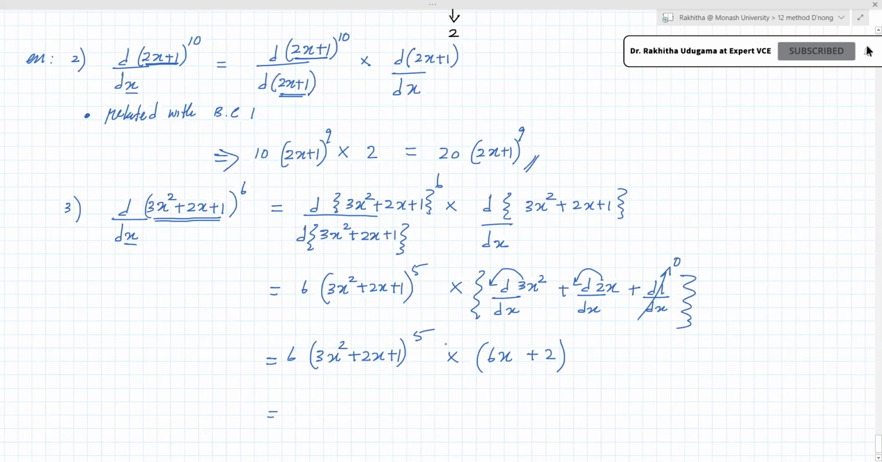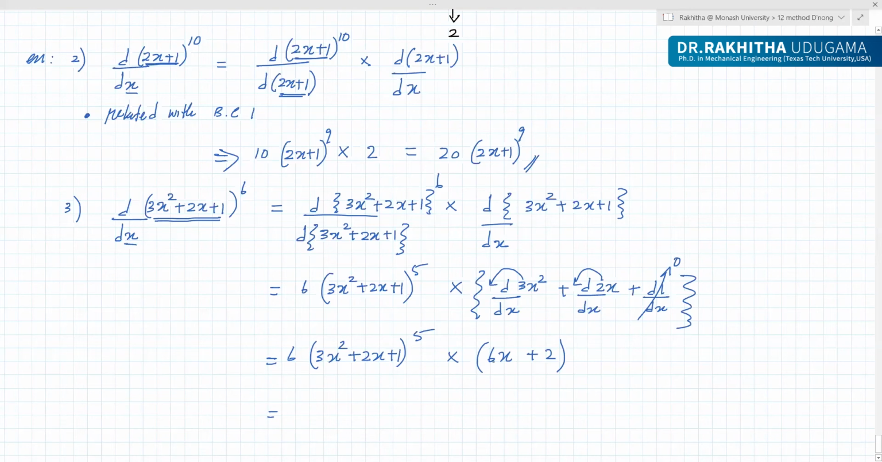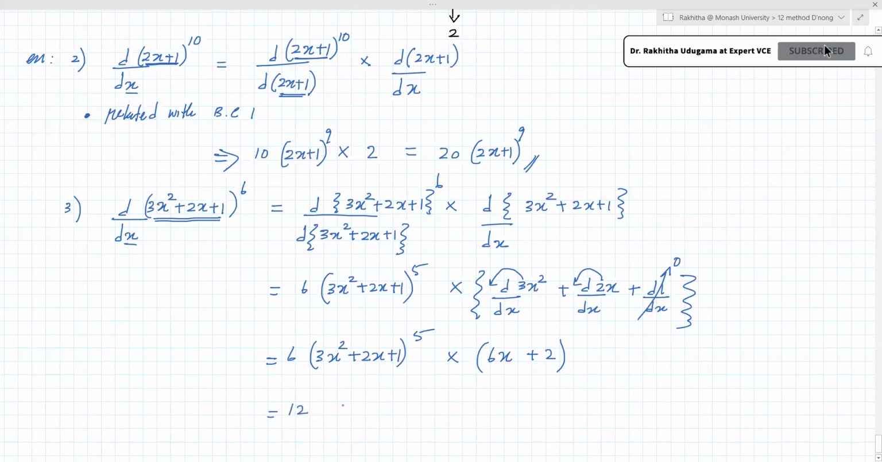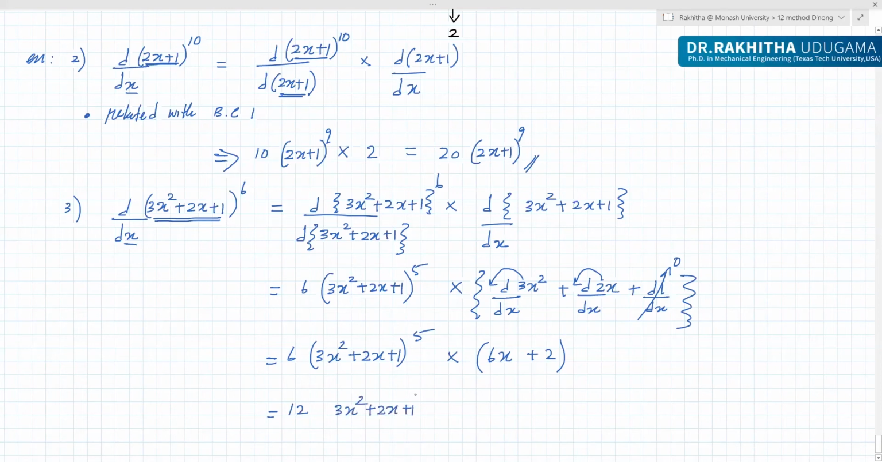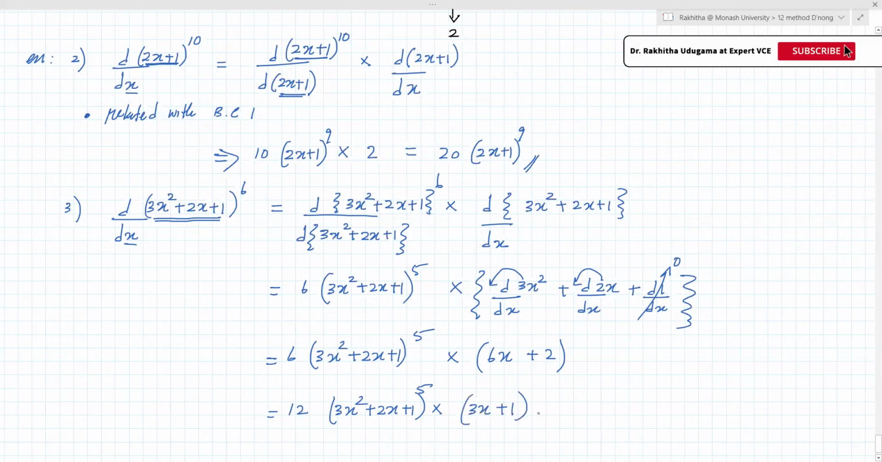I did all of these in my head, and I still didn't touch any pen. I saw that 2 is a common factor here. So I took that 2 out and multiplied with 6, it's going to be 12. That's what I told you, 12. So (3x squared plus 2x plus 1) to the power 5 multiplied with, if you take that 2 out, 3x plus 1. That's the answer.